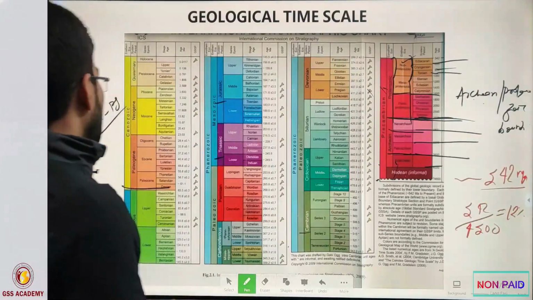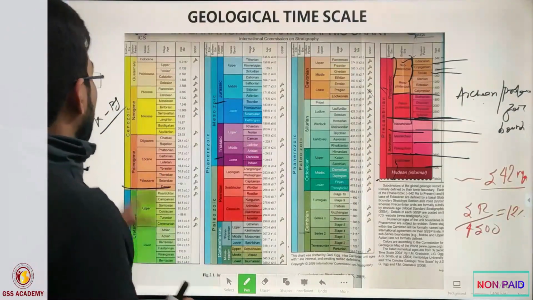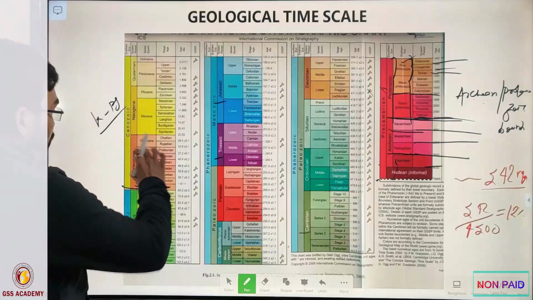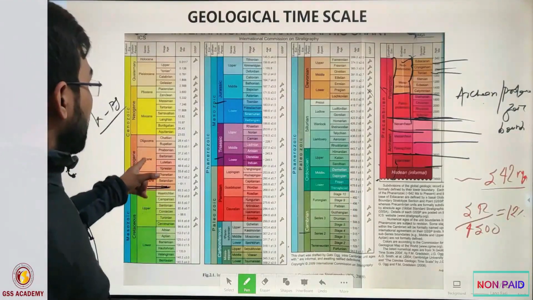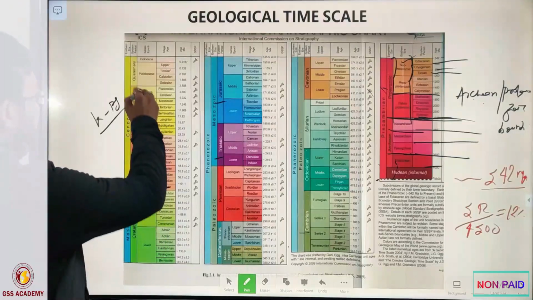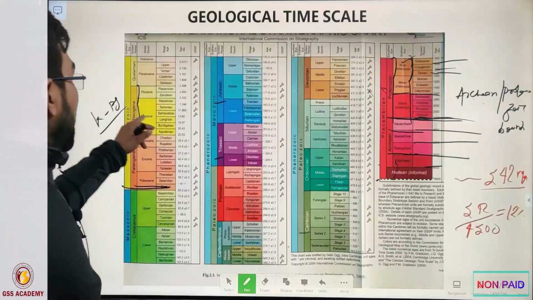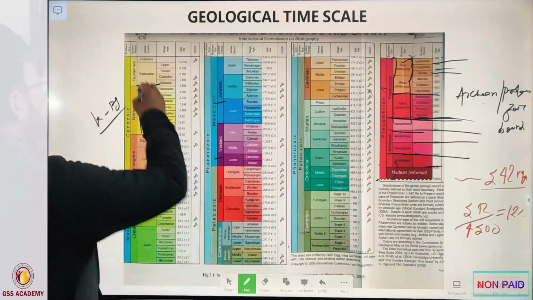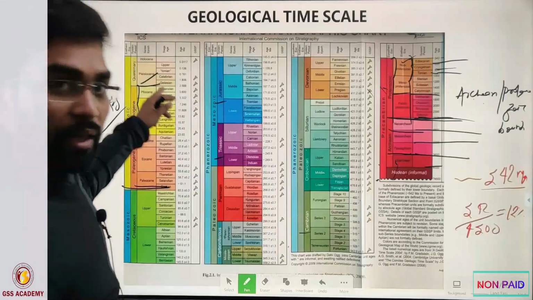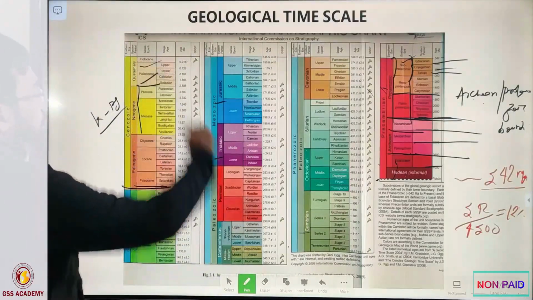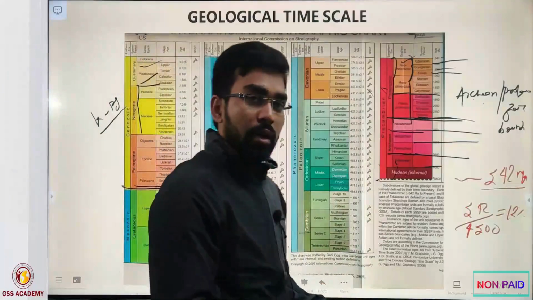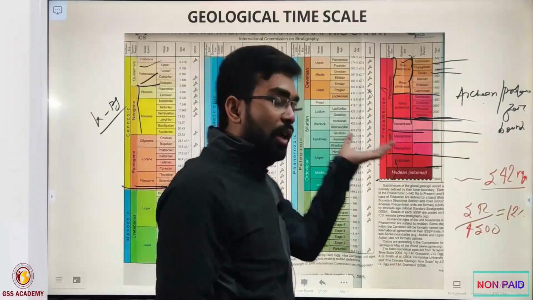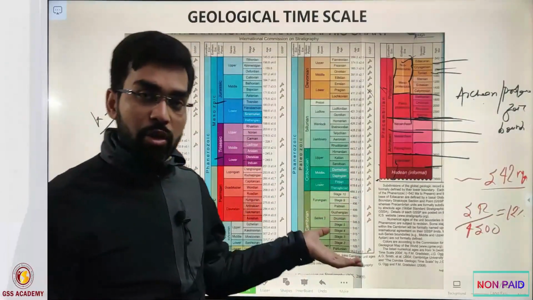Further, the Cenozoic is divided into three parts: Paleogene, Neogene and Quaternary. Paleogene is divided into three parts, Paleocene, Eocene, Oligocene, and Neogene is divided into two parts, Miocene and Pliocene. Then Quaternary is divided into two parts, Pleistocene, which is marked by major glaciation, and the Holocene. So this is the overall division of the geological time scale. We will try to understand in which time period what major changes took place.